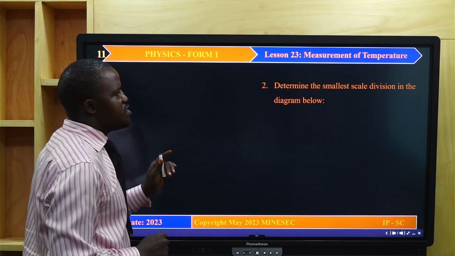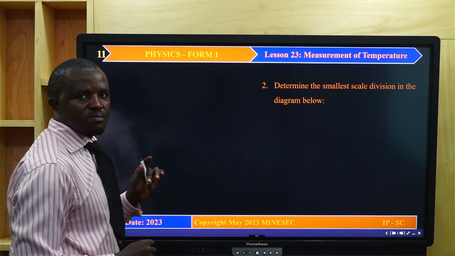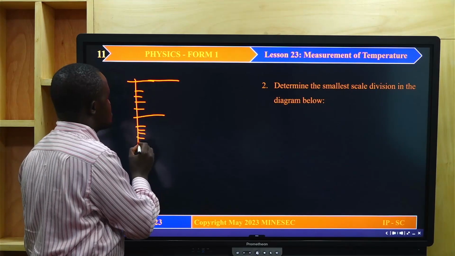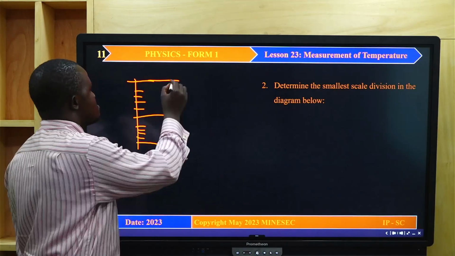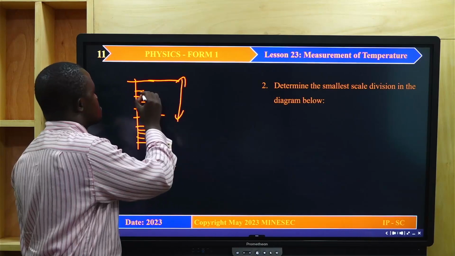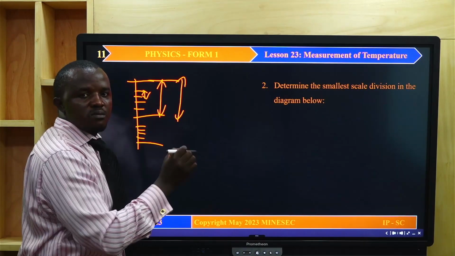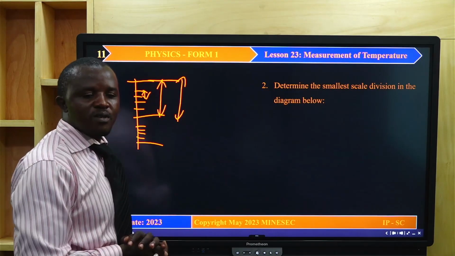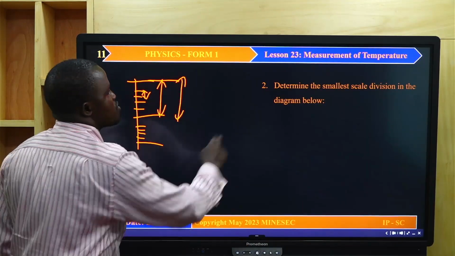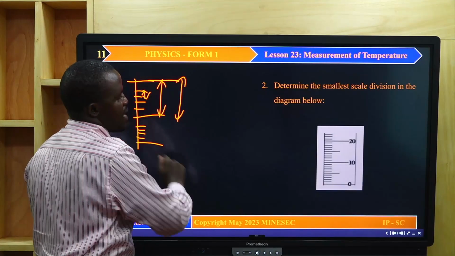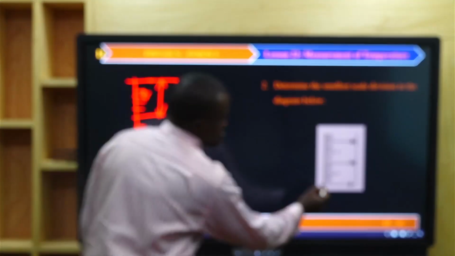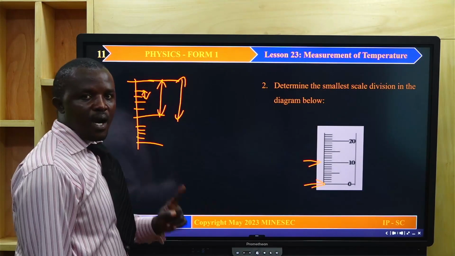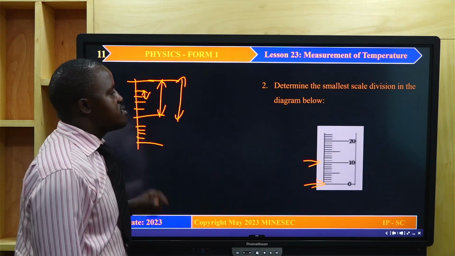Determine the smallest scale division in the diagram below. Scale division. Like you have your ruler, you may have something like your ruler. What is the smallest scale division? Is it this one? Is it this distance? You have to look at things like this and identify which is the smallest scale division, and hopefully go some steps further to check what this represents. So determine the smallest scale division in the diagram below. This is the diagram. Look at this point, count how many subdivisions are here, or what's the difference. Calculate, or determine, the smallest scale division.